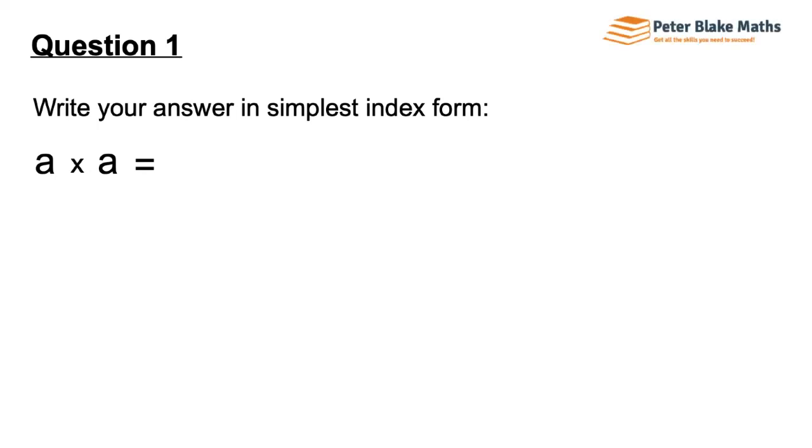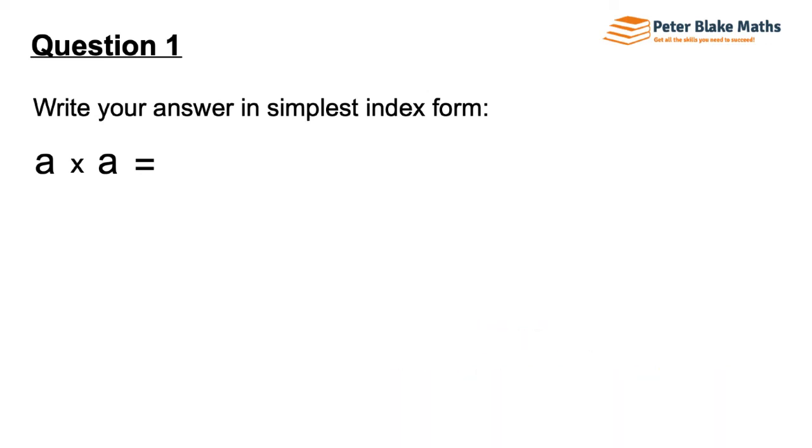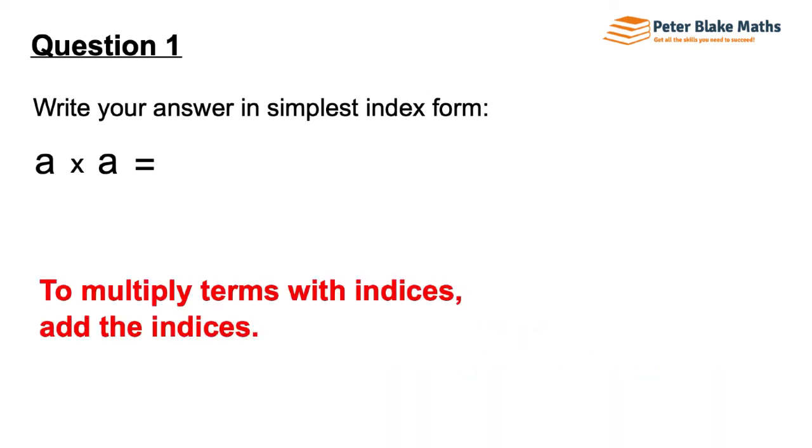Question 1. Write your answer in simplest index form, A times A. To multiply terms with indices, we add the indices. I know those indices look invisible at the moment, but we can consider A to be A to the power of 1 and the other A to be A to the power of 1. And so if we're adding those indices, we'd get a final answer of A squared.